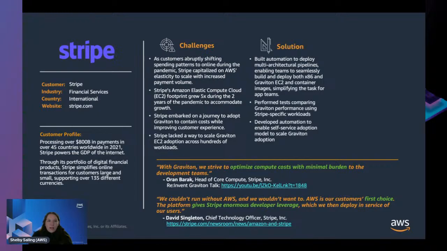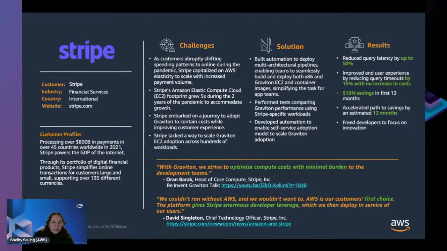So they went ahead and built automation to deploy multi-architecture pipelines, enabling teams to seamlessly build and deploy both x86 and Graviton EC2 and container images, simplifying the task for their application teams. They performed tests comparing Graviton performance using Stripe-specific workloads, and they developed automation to enable self-service adoption model to scale Graviton adoption.